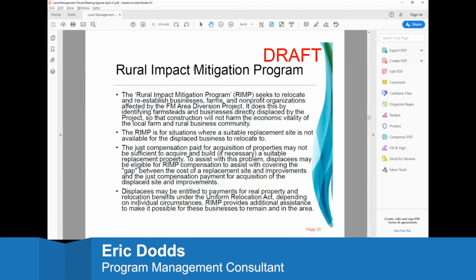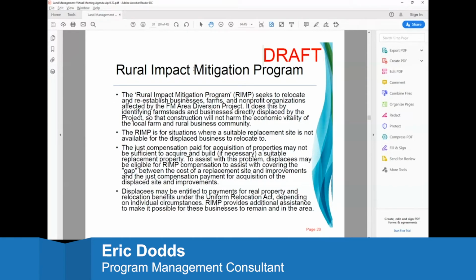And so what we're proposing, and there's a lot of words on here, but I'll try to give you the high points of this, is that we know there's going to be a handful of farmsteads and businesses that are impacted and displaced by the project. And this program aims to help those businesses reestablish so that we are not harming that economic vitality that they bring to the community. This program would be for situations where there is not a suitable replacement site available for those displaced businesses.